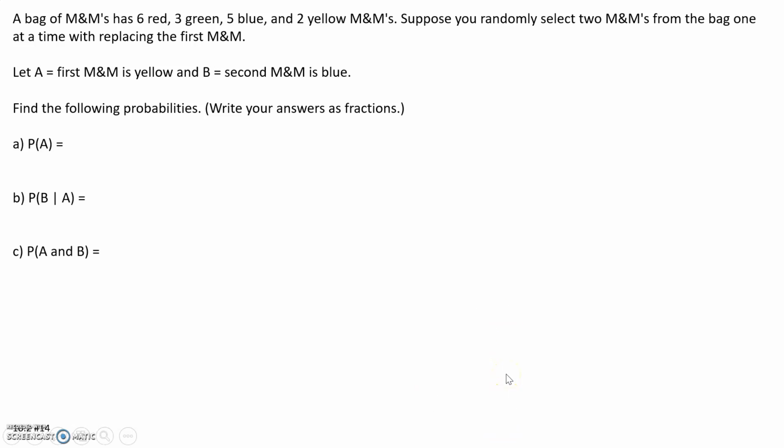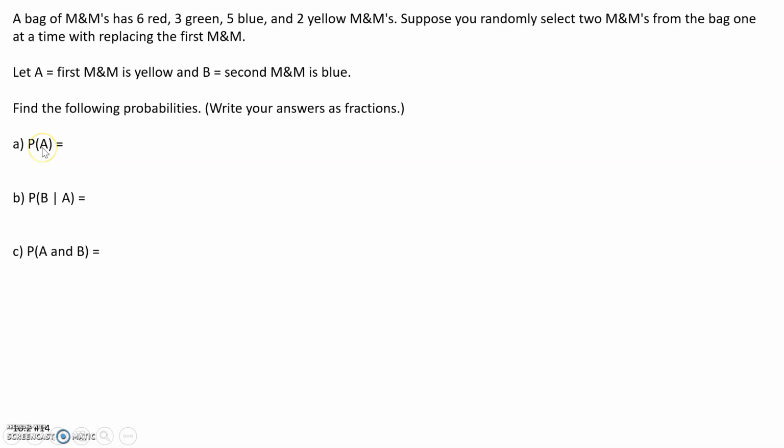In this problem, we have a bag of M&Ms that has 6 red, 3 green, 5 blue, and 2 yellow. Suppose you randomly select 2 M&Ms from the bag, one at a time. Now this time, it's with replacement, replacing the first M&M. So for the second selection, because you replace the first M&M, we go back to the original conditions. Let A equal the first M&M being yellow, and B be that the second M&M is blue.